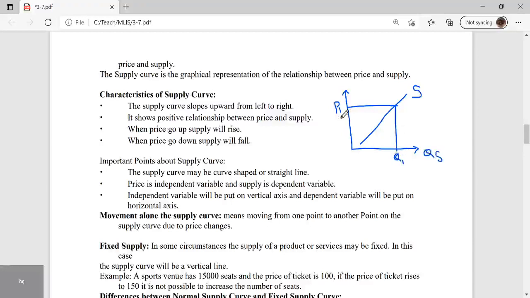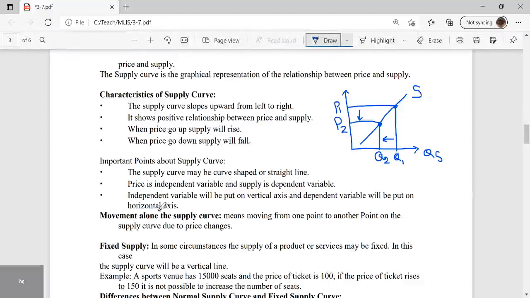Now see what's happening. The price is falling to P2. So what will happen? The quantity will also fall to Q2. See, there's a positive relationship, that means both of them are moving the same way. Previously, the supply was this much. Now the supply is this much. So it's moving from one point to another. This kind of change is known as movement along the supply curve.